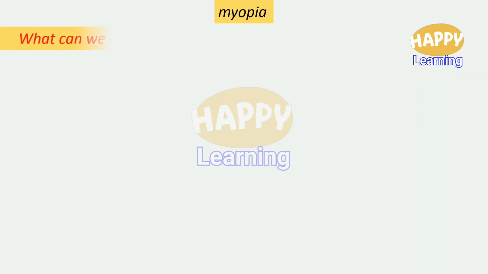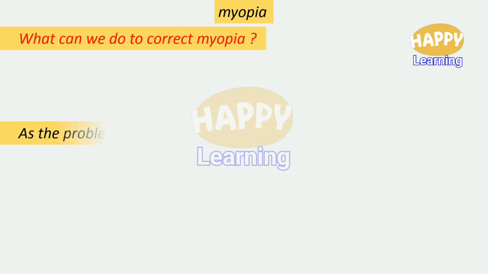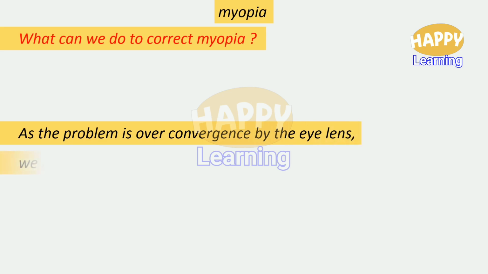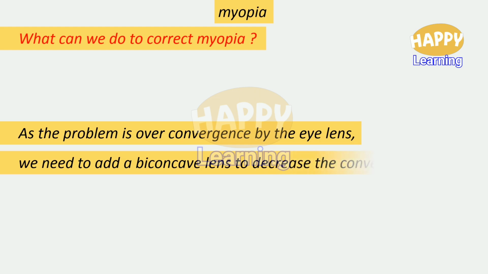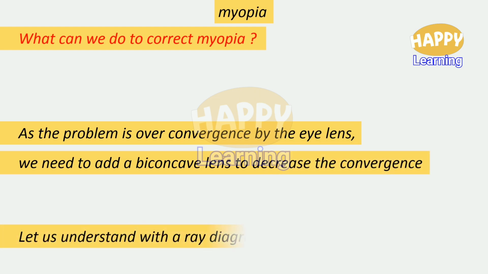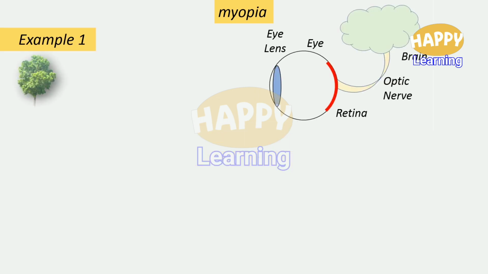What can we do to correct myopia? As the problem is over convergence by the eye lens, we need to add a biconcave lens to decrease the convergence. Let us understand with a ray diagram. The same example 1. The rays are coming from the distant object and the rays are converged before the retina and the image is blurred.